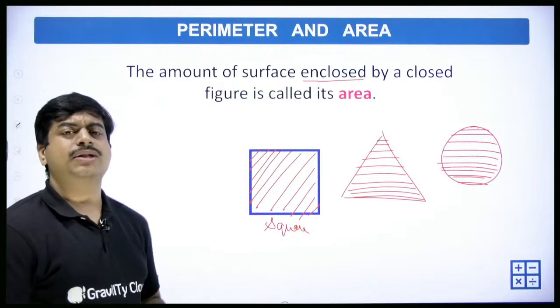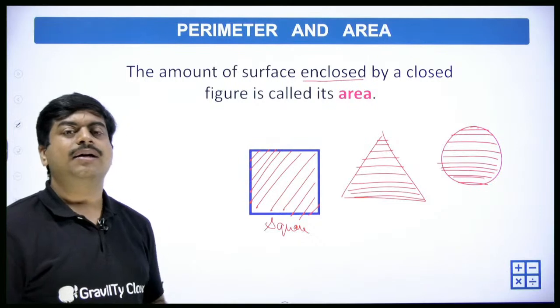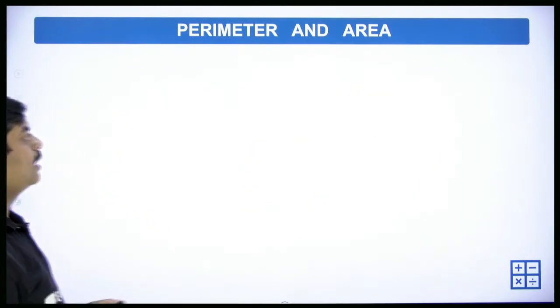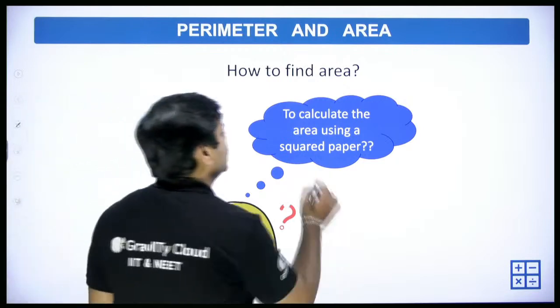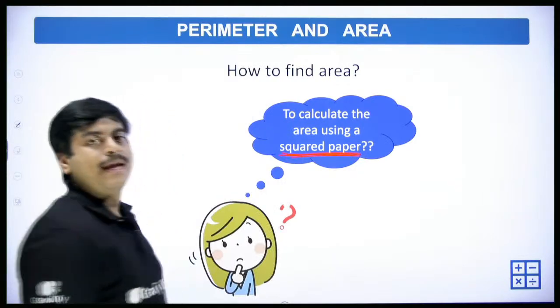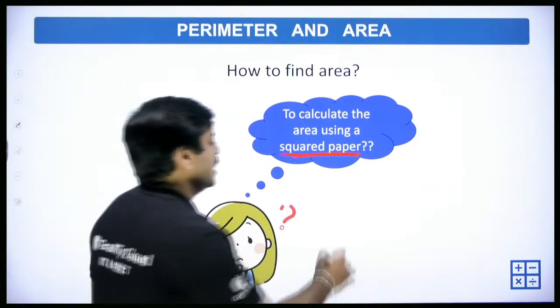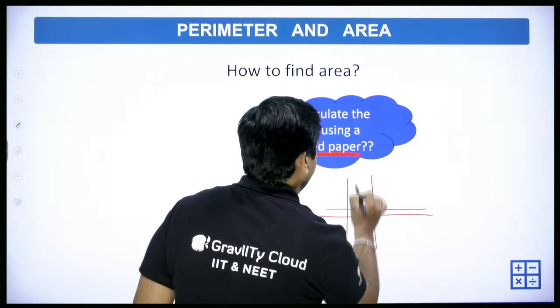So now the major question is how to calculate the area of a given figure. Let's try to understand that. To calculate the area we can use squared paper. What do you mean by squared paper? Squared paper means it has unit squares in it, right?